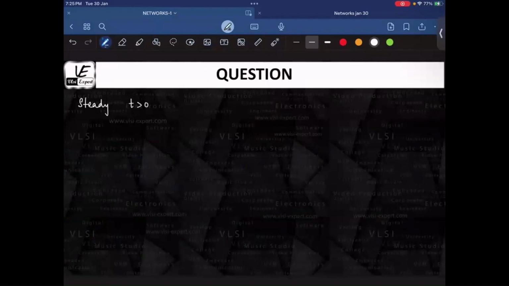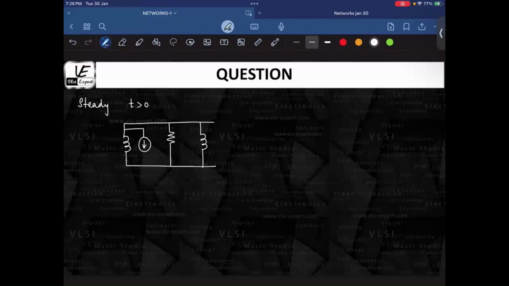And how will I draw the circuit? It will be this inductor, this, and you have to show that current source also. How is the current source? Down. This is the initial current.